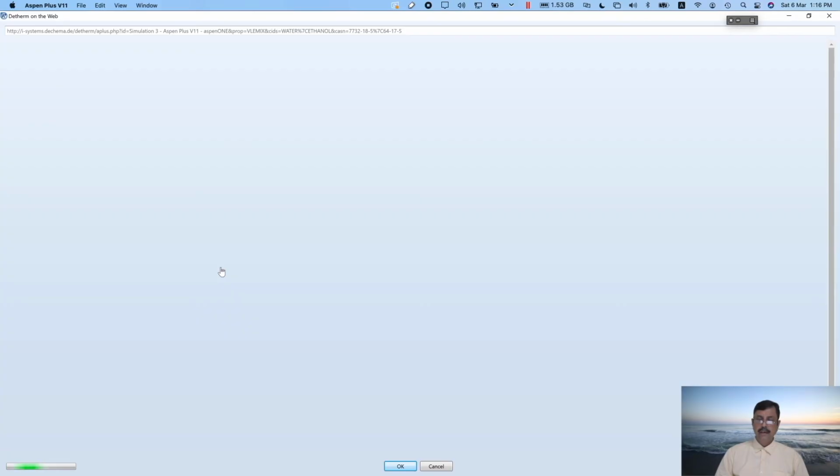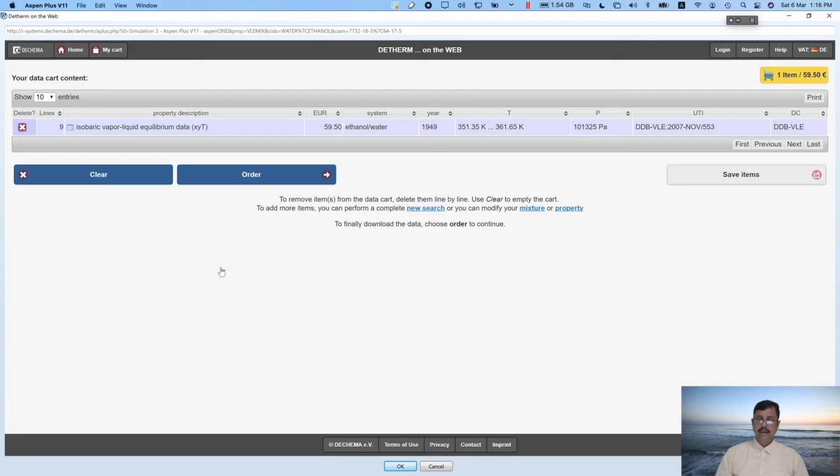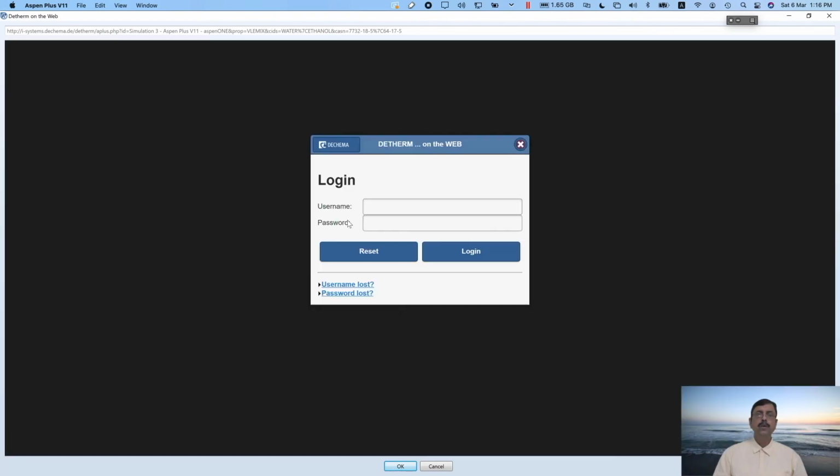So it says one item is there in the cart. You may say order. So here you have to log into your system. Once you do it, you will be given the option to pay. You have to use your credit card and you can pay and get the data.